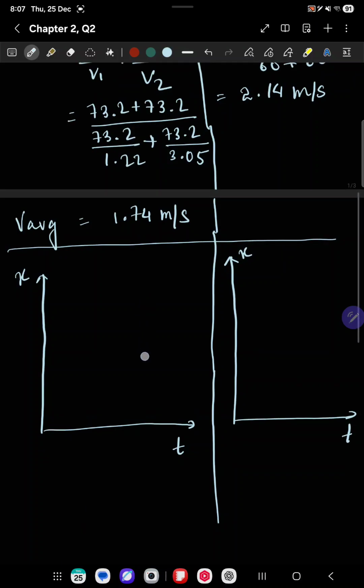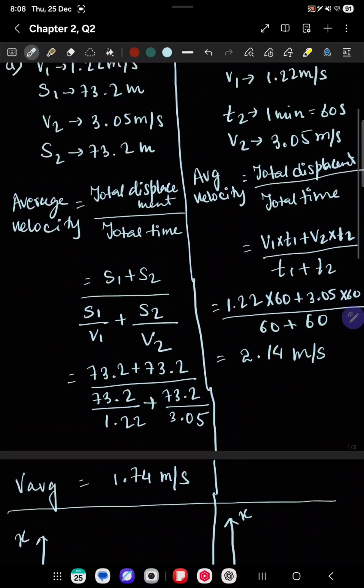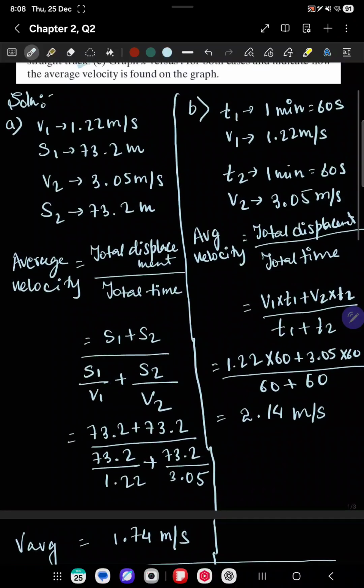So for the A part, we know that in the x versus t graph the slope of the curve gives the velocity, right? So the first person is moving with two velocities. One is this one and the second one is this one, right? So the first line that we are going to draw will have a slope of 1.22 and the next line will have a slope of 3.05.